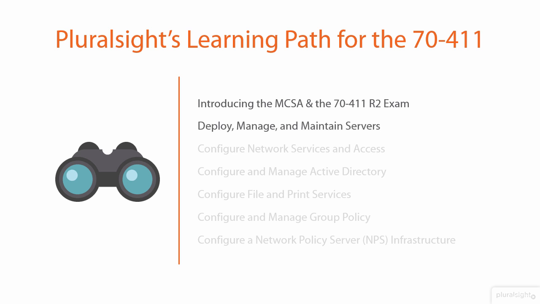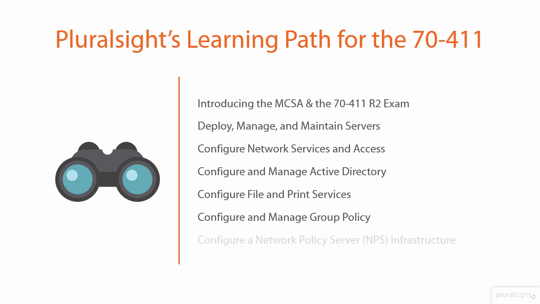From there, we took a look at deploying, managing, and maintaining services, both manually as well as using those automated tools. We configured our remote access server and DNS services to get clients connected to each other as well as to the inside world. We did some work configuring and managing Active Directory, as well as taking a look at file and, to a much lesser extent, print services. We did an exhaustive look at group policy and group policy preferences, and that takes us here to our final course in this learning path that talks about configuring a network policy server, or NPS infrastructure.